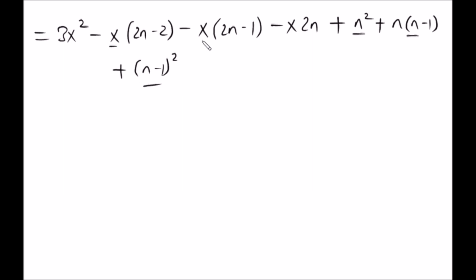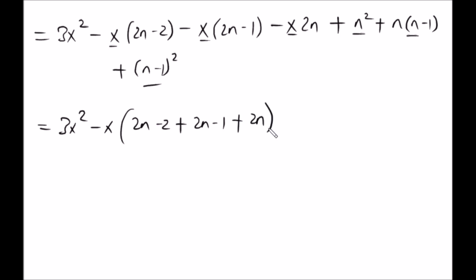So hapa unatoa nje x now. So unaona x ipo kila mahali. So inakuwa ni 3x squared minus x. This is 2n minus 2 plus 2n minus 1 plus 2n. There.